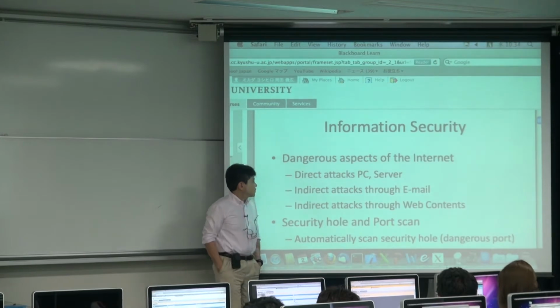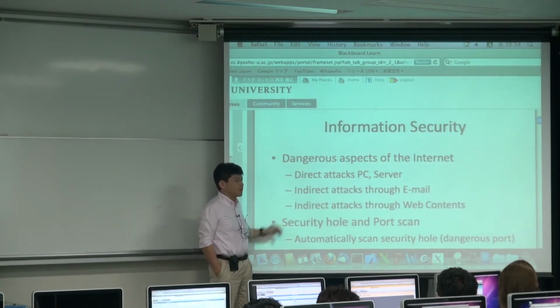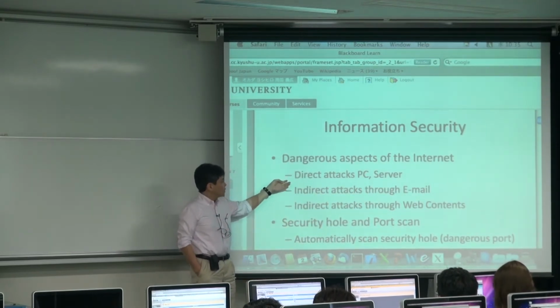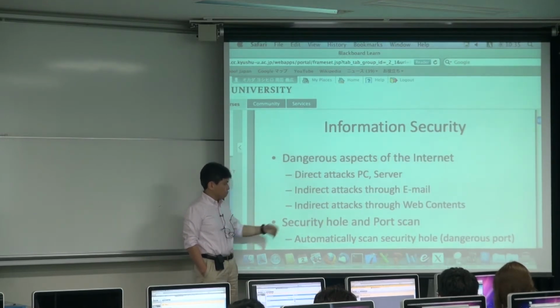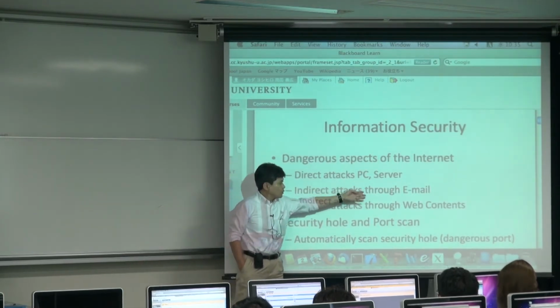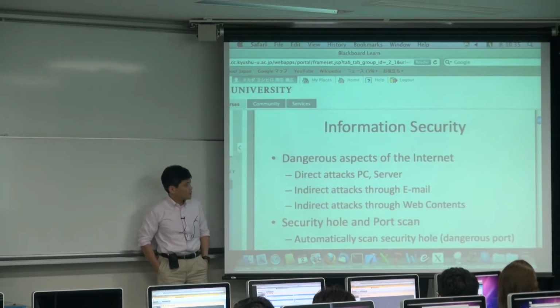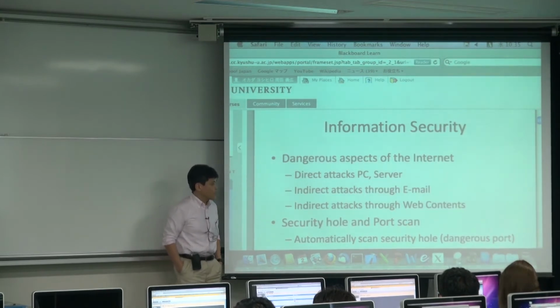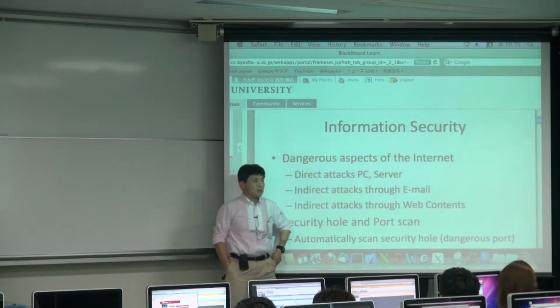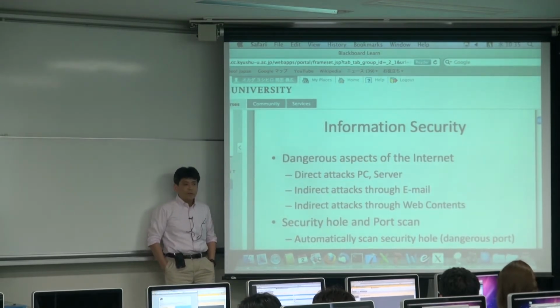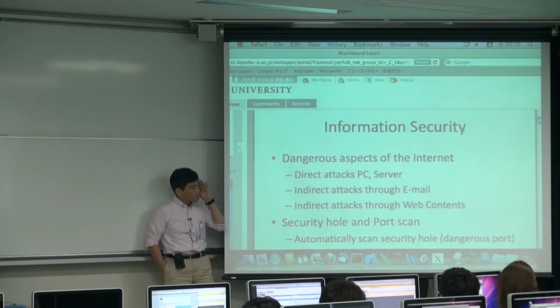As shown here, there are several dangerous aspects when using the internet. As I explained, some bad people want to attack your PC or servers illegally. This means a direct attack. And also, when you use email and the World Wide Web, the actual contents sometimes include virus files. Such files cause damage to your PC. Okay, this case means an indirect attack.